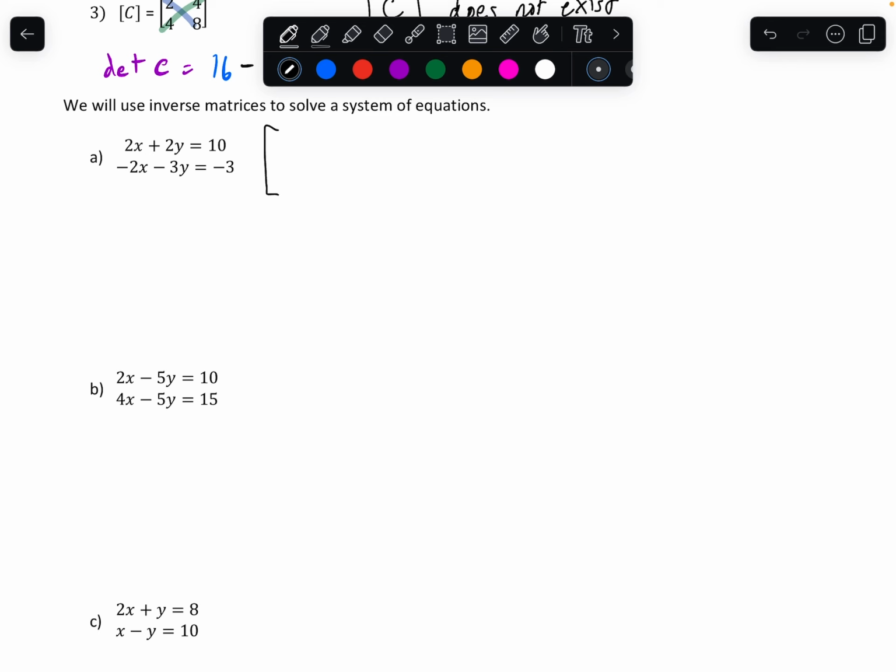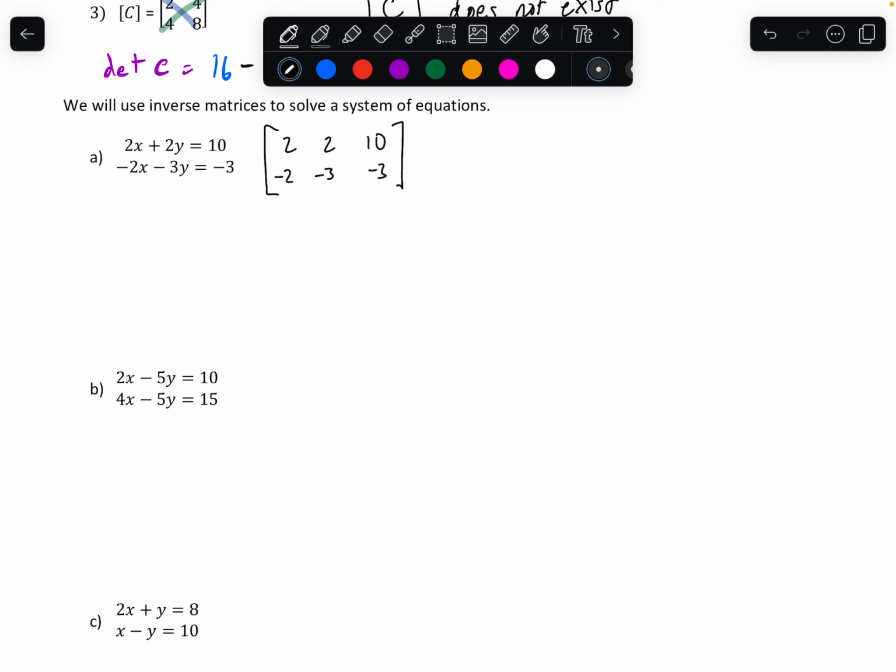First thing is we're just going to take each of the variables out of the system. So instead of 2x, we're just going to have a 2, and then instead of 2y, we're going to have a 2. Don't squish them together, like 22 or something like that. Give it a little bit of space, and then we're going to have our 10. And then the next one we'll have negative 2 for x, and then negative 3 for the y, and then the negative 3 for the answer.